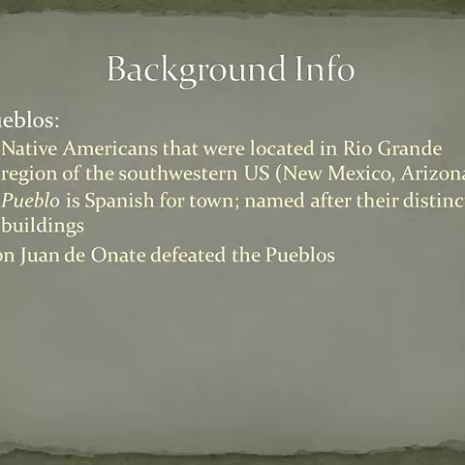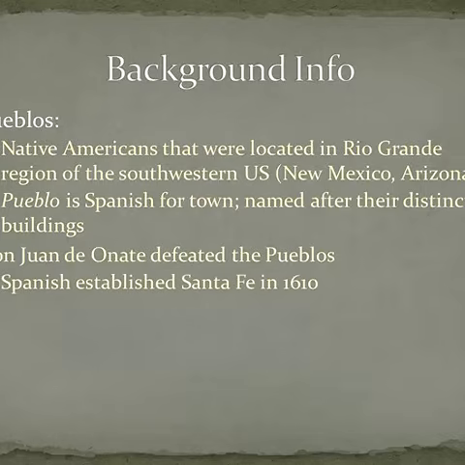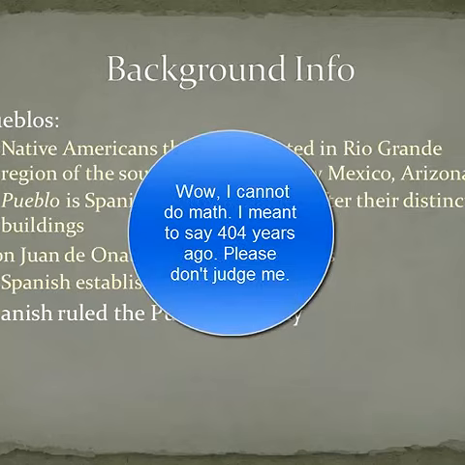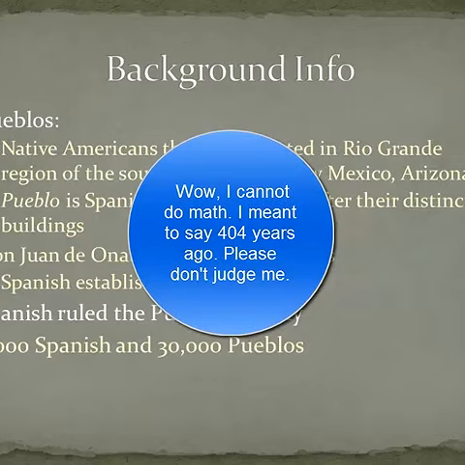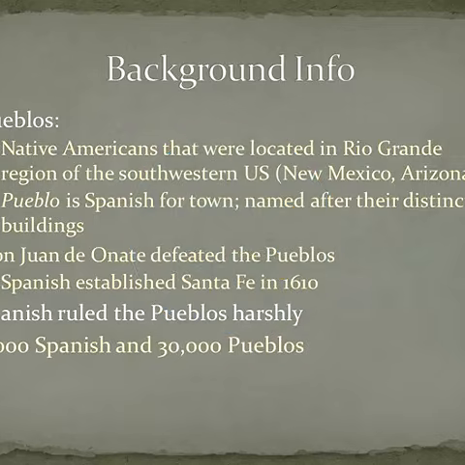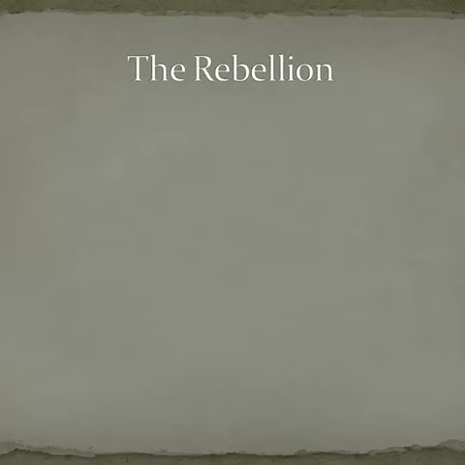We have this Spanish guy, Don Juan de Oñate, and I'm going to butcher pronunciations today, so please forgive me. He defeated the Pueblos, and the Spanish established Santa Fe in 1610. So we're going on, what is that, 500 years ago? 540 years ago? Santa Fe was established. The Spanish ruled the Pueblos very harshly, and there was a total of 2,000 Spanish and 30,000 Pueblos. You see that that is quite the discrepancy in the number of people, and this will lead to problems.